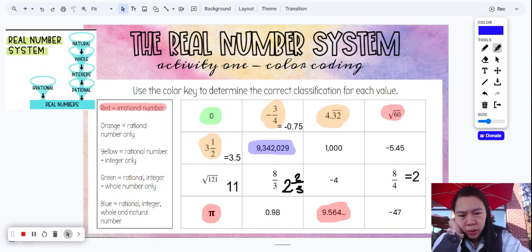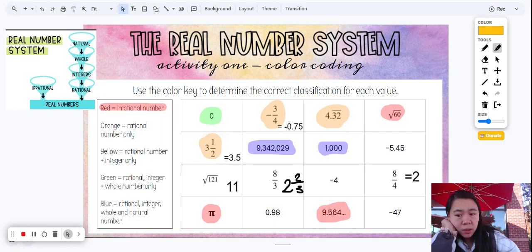1,000. Okay, so start as a decimal. Okay, move up. It's an integer. It's a whole number because it's positive, and it's natural because it's a counting number. Negative 5.45. That is a decimal, and it does end. So that one's going to be rational. I know when I do this, it makes it seem so easy. And when you do it, it can feel a little bit tougher, but you're doing great.